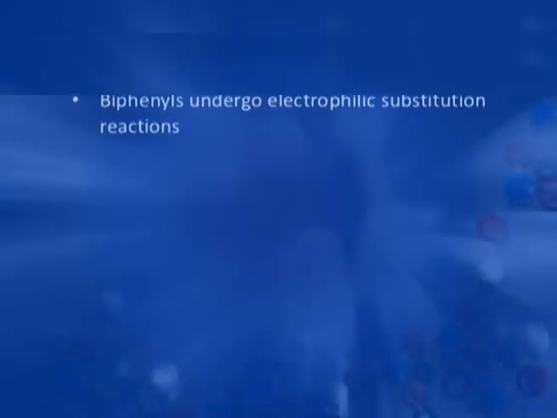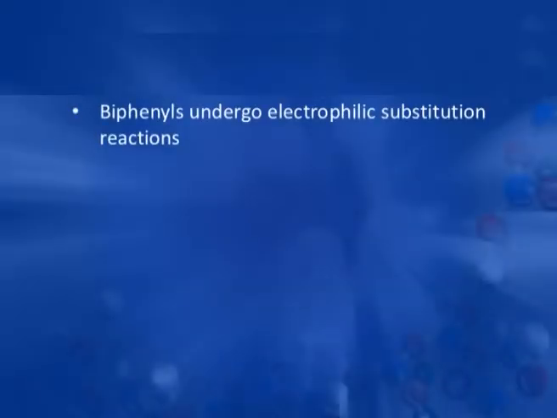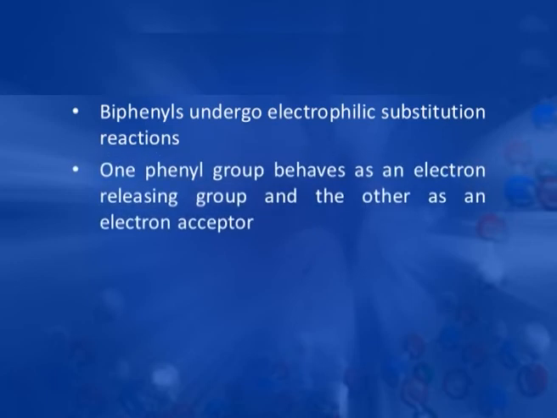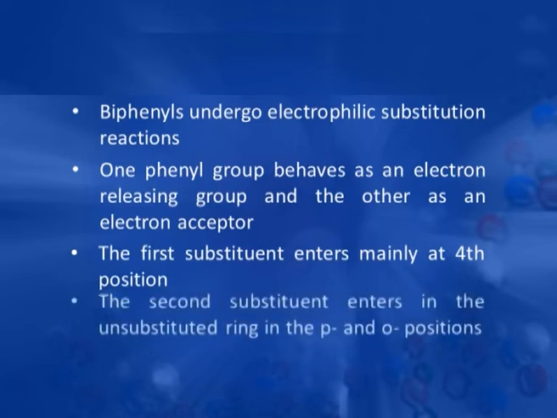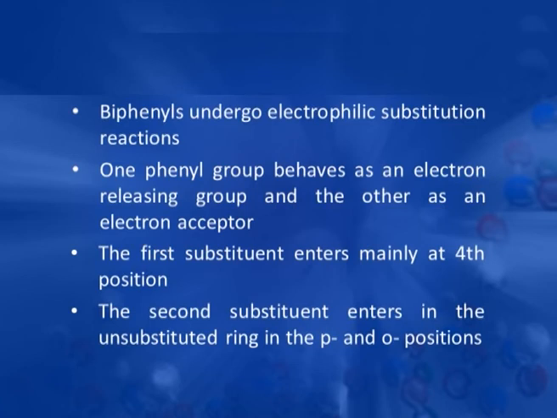Now, the reactions of biphenyls. As we have seen, biphenyls have two benzene rings joined together. So, these undergo electrophilic substitution reactions. One phenyl group behaves as an electron releasing and the other as an electron accepting group. If we do the electrophilic substitution, the first substituent enters mainly at the 4th position and the second substituent enters the second ring, which is unsubstituted, at the para or ortho position.